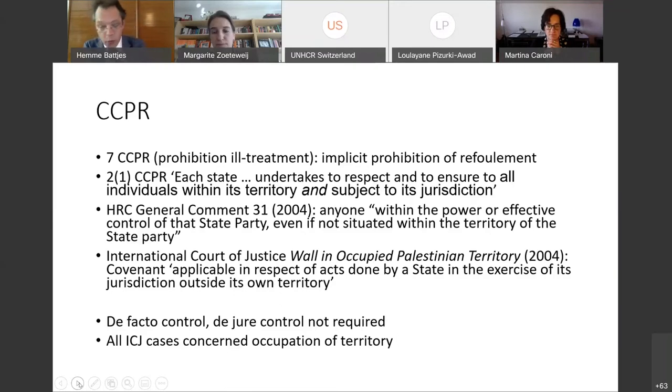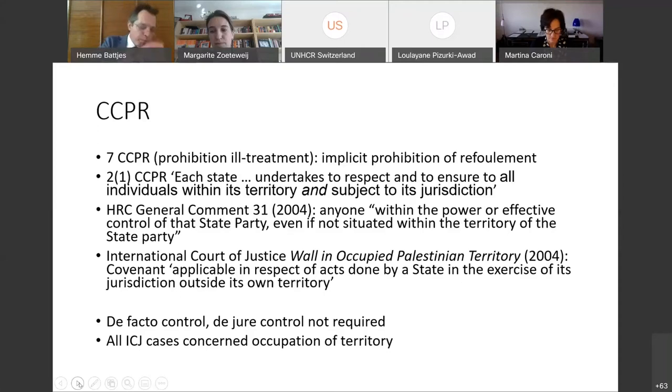So there is clear wording, and the International Court of Justice has repeated that also in respect to other human rights conventions as well in other cases. What we can deduce from that is that de facto control is sufficient, at least for the Human Rights Committee and the International Court of Justice. De jure control is not required. But how far this jurisdiction goes is, to me, not clear yet.